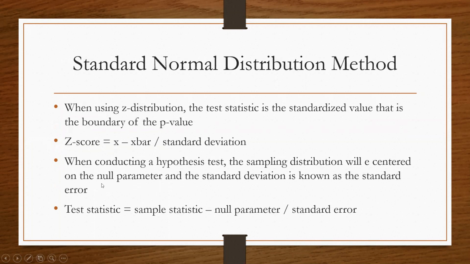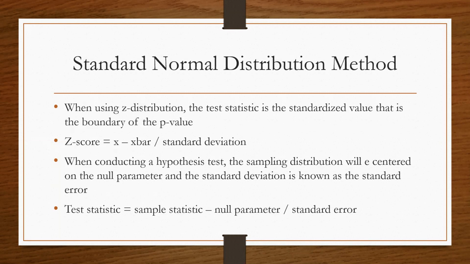So the standard normal distribution method. If you want to use the z-score, it's the test statistic. When using the z-distribution, the test statistic is a standardized value that is the boundary of the p-value. So basically, it's just z-score equals x minus x bar, over the standard deviation. It's the exact same thing as you guys have done before.